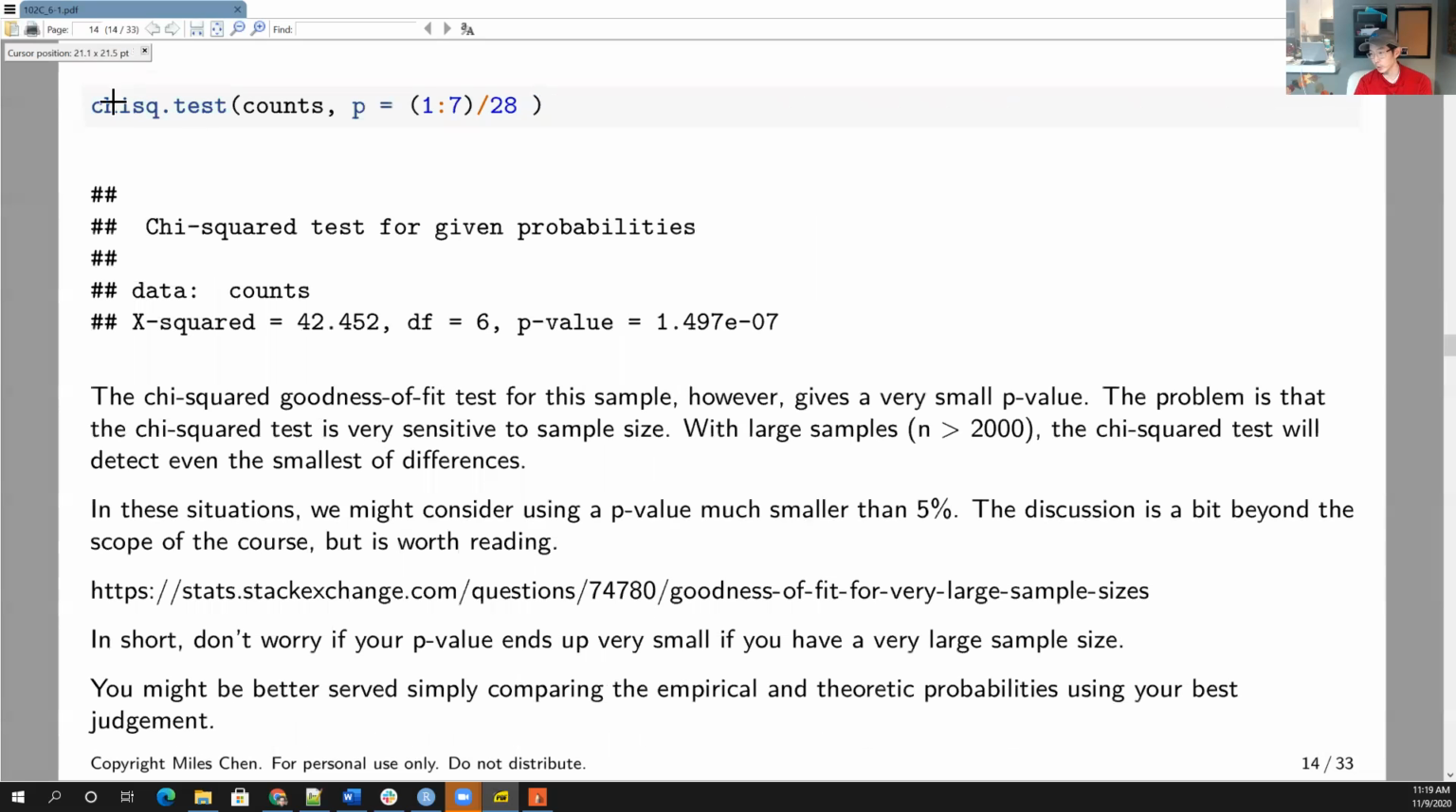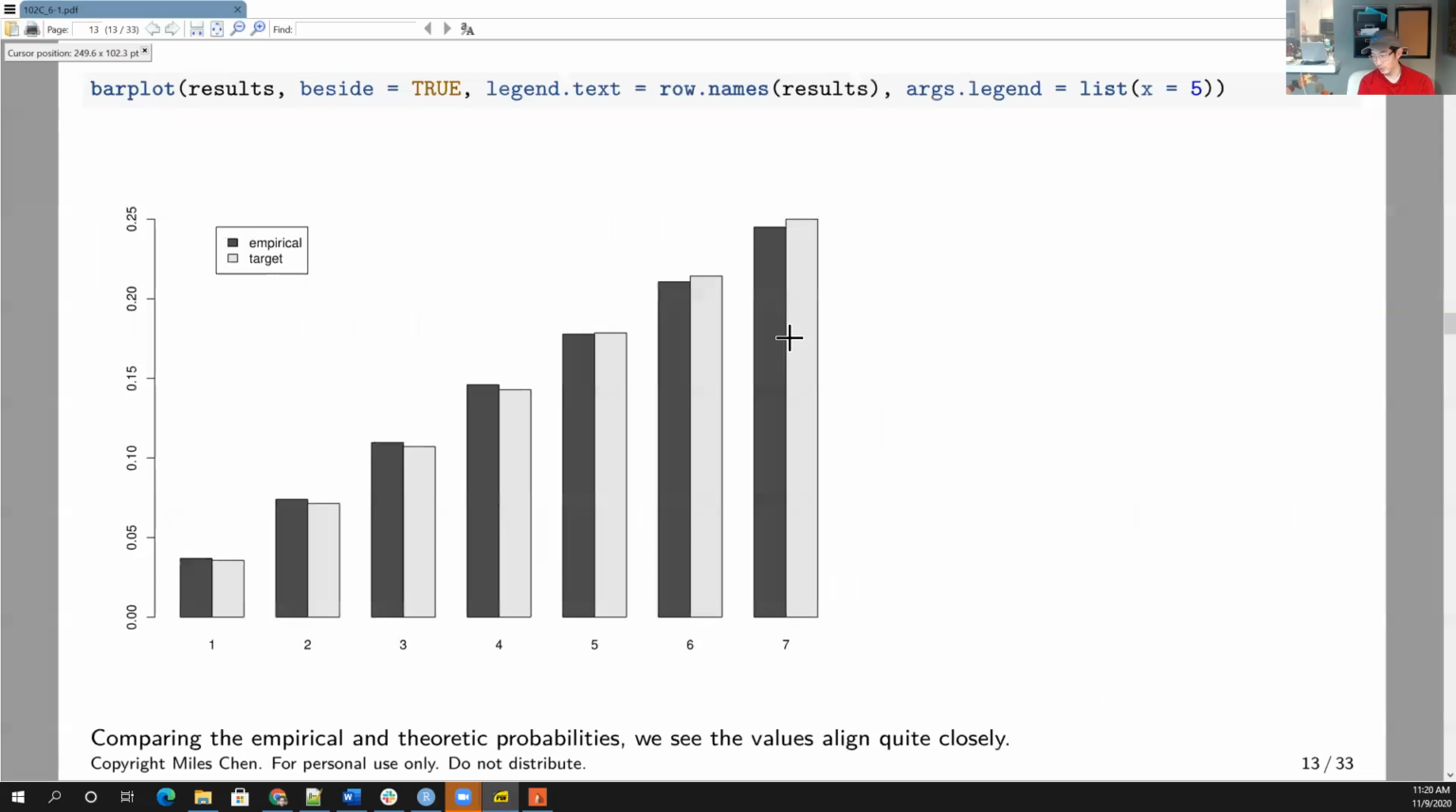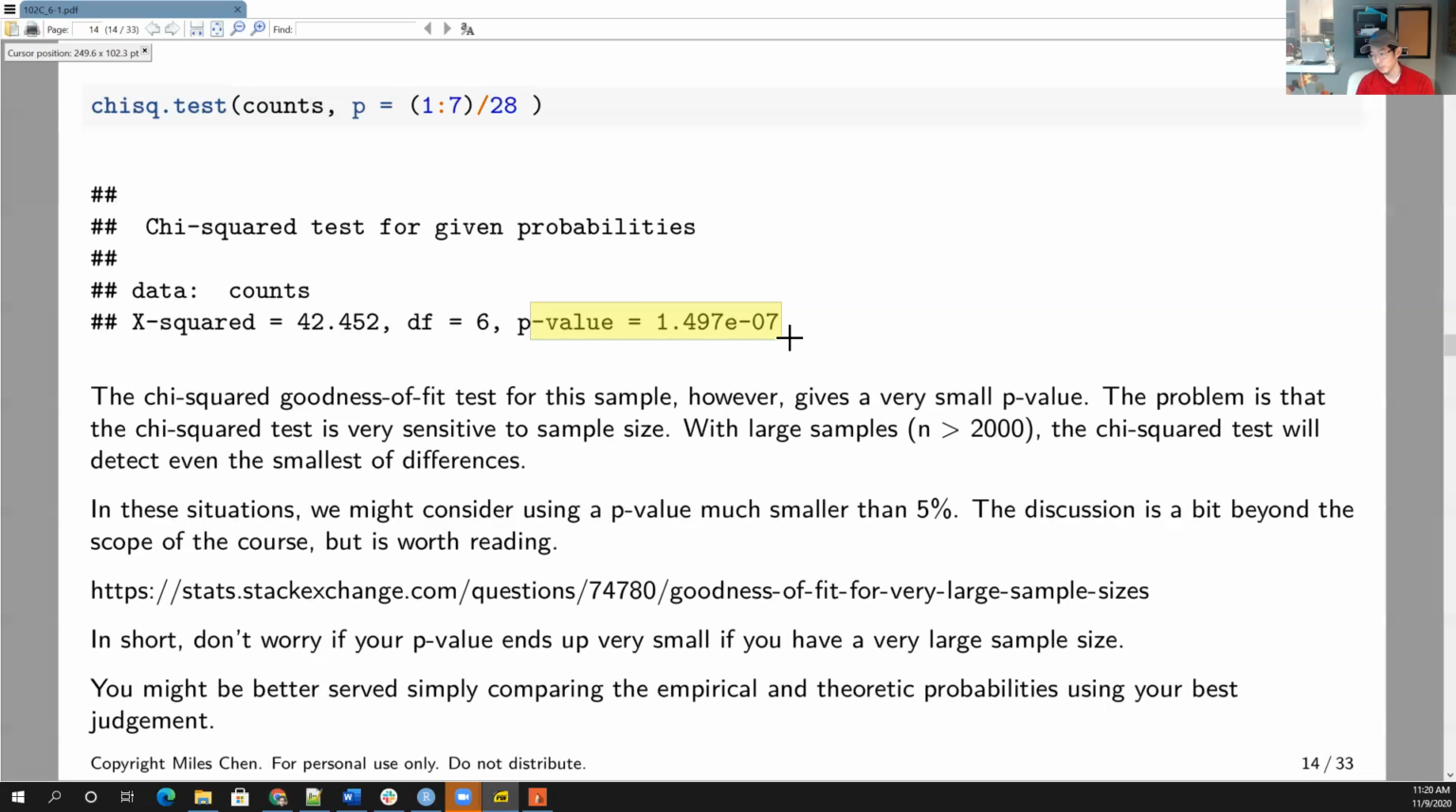However, look what happens when I run the chi-squared test. I get a p-value that's very, very tiny. Okay, and this is one of the issues with the chi-squared test. The chi-squared test is very sensitive to sample size, and in general, if you're doing a chi-squared goodness of fit test, you generally probably don't want samples much greater than, say, 2,000 or so. Okay, with large samples, the chi-squared test is going to detect even the smallest of differences. And so when you have a sample of, say, 100,000, you can run into issues here.